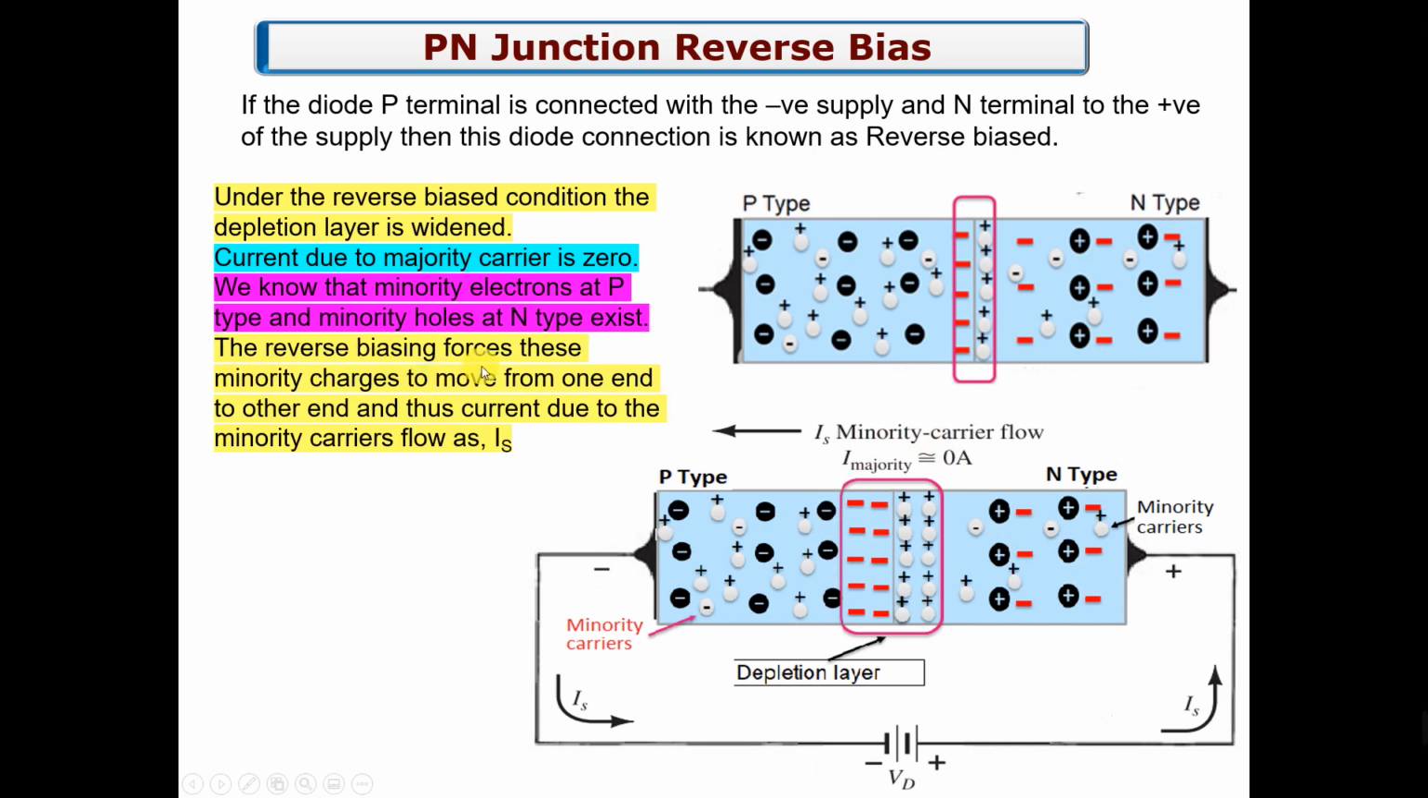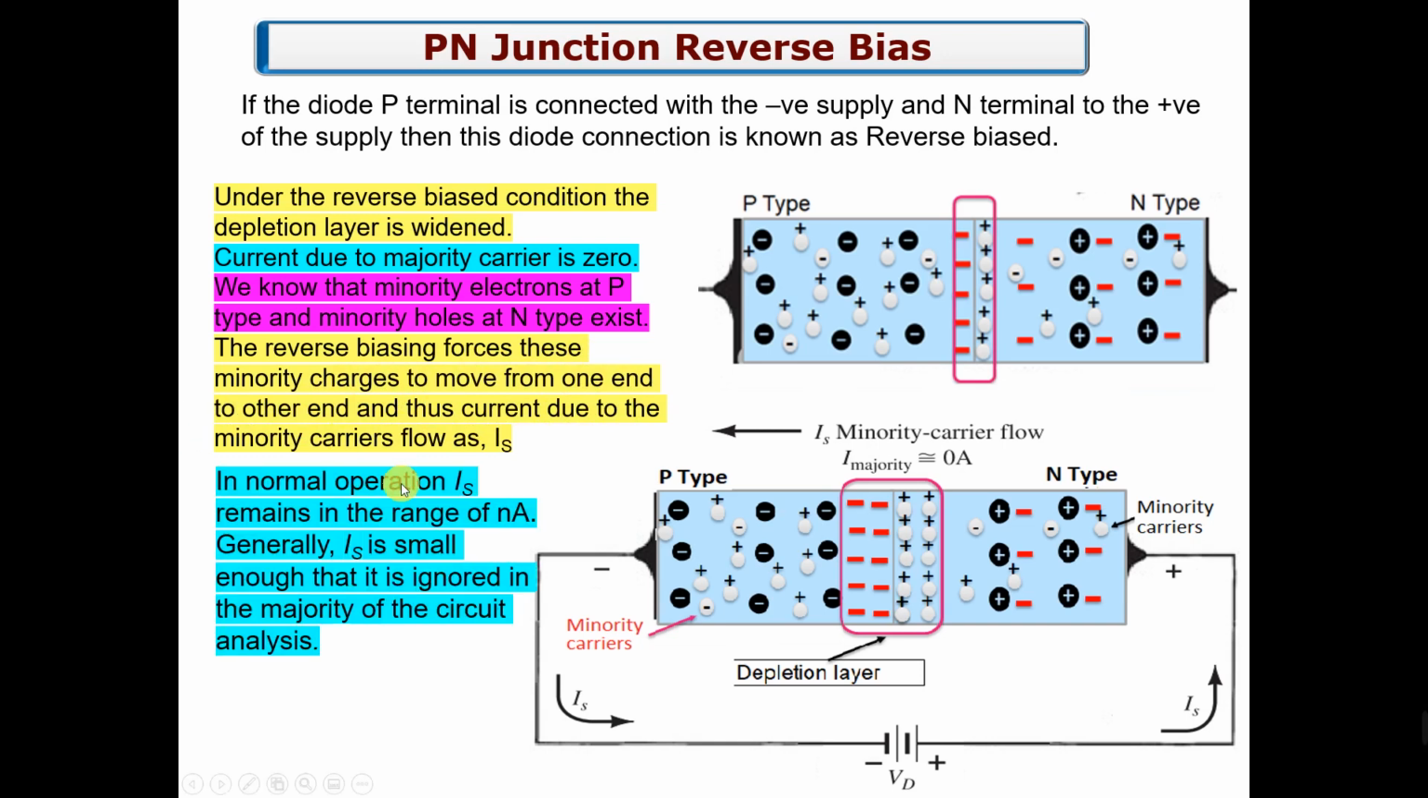The reverse biasing forces these minority charges to move from one end to the other end, and thus current due to the minority carrier flow is Is. So Is is the only current. In normal operation, Is remains in the range of nanoamperes or microamperes. So generally, Is is small enough that it is ignored in the majority of circuit analysis.